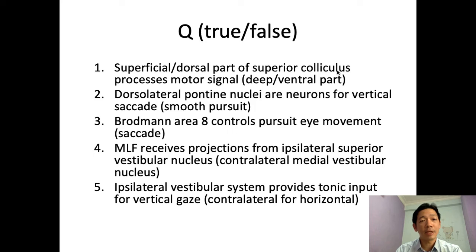Example number 3. Sometimes the examiner also likes to test whether you know the other terminology. Even though you know that the frontal eye field is in charge of saccade movement, sometimes they may test you on other terminology of the frontal eye field itself. These are examples of the questions that we like to ask you.